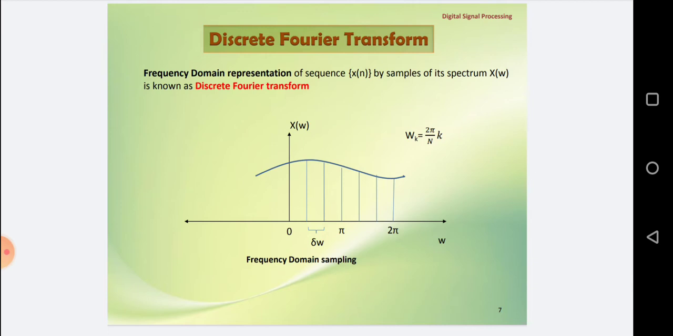Consider sequence x of n and its spectrum x of omega, which is sampled periodically in frequency by delta omega spacing between successive samples. Consider capital N equidistant samples in the interval 0 to 2 pi. So that will give omega k equal to 2 pi k by capital N.